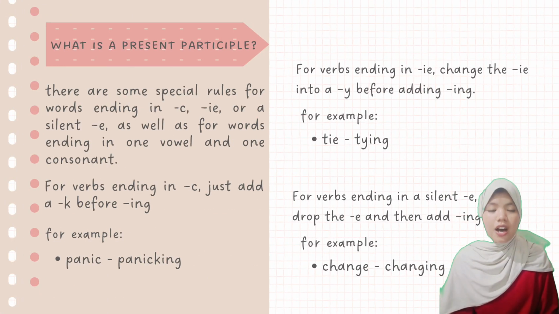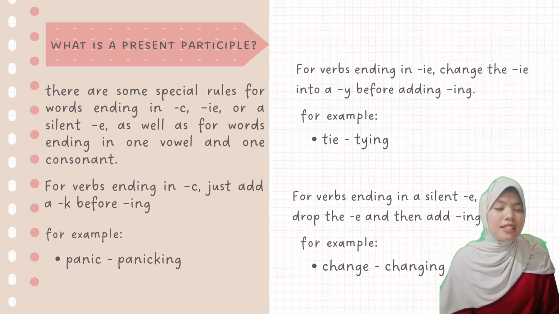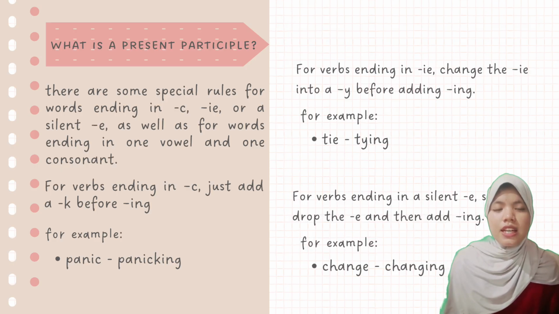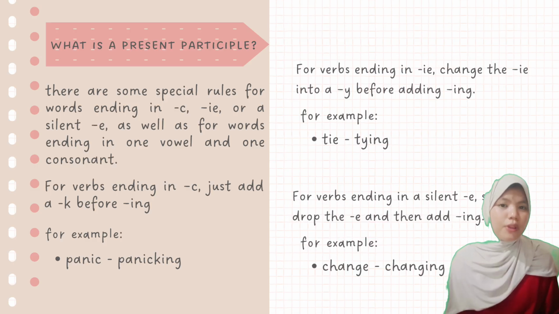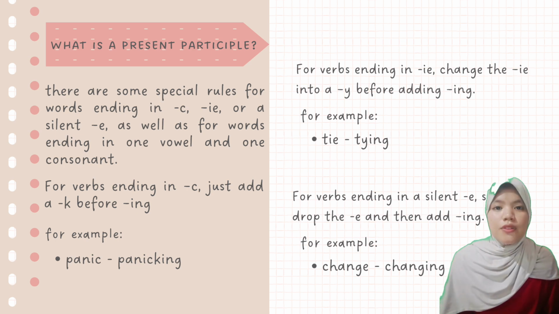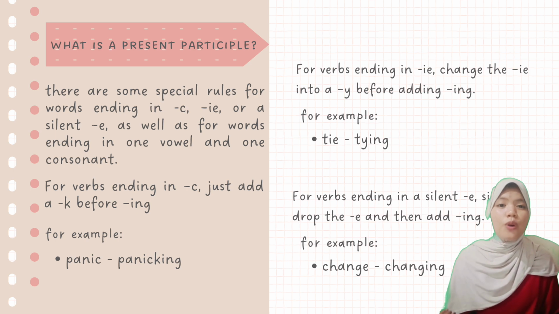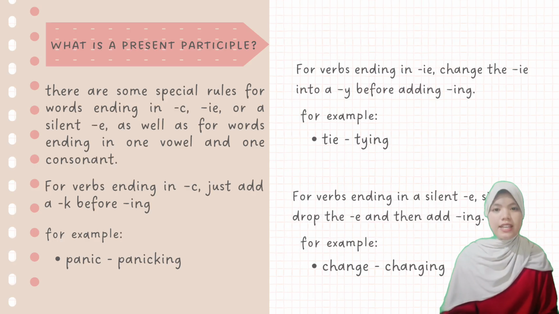However, there are some special rules for words ending in ie or a silent e, as well as for words ending in one vowel and one consonant. For verbs ending in c, just add a k before ing. For example, panic becomes panicking. For verbs ending in ie, change the ie into a y before adding ing. For example, tie becomes tying.